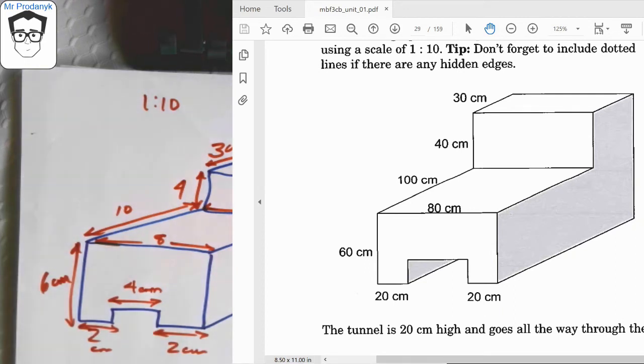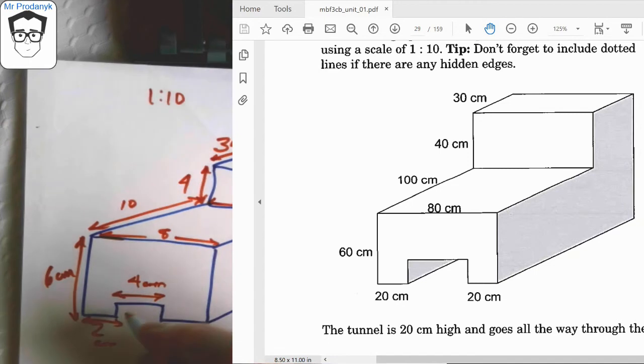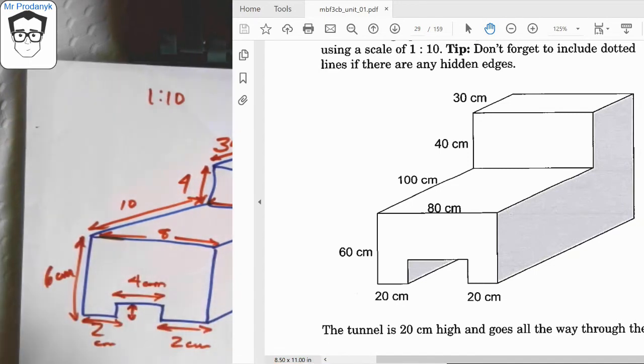Now, one thing that it doesn't have labeled on the drawing, but it does describe below, is the tunnel is 20 centimeters high and goes all the way through. Okay, so that means that this height in here, if it's 20 centimeters high, then in my scale, that needs to be 2 centimeters high as well. So that length right there, this length and that length, all of those lengths are going to be the same, and we can just mark those with a single line like that. Okay, so I've got my little rough sketch that's done right there.